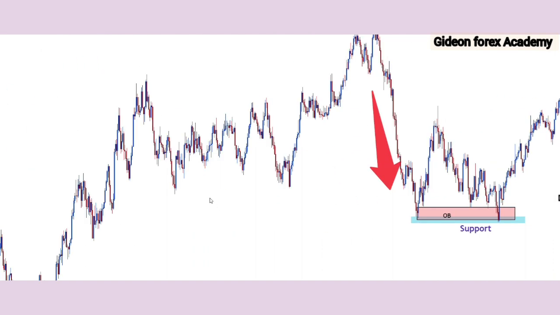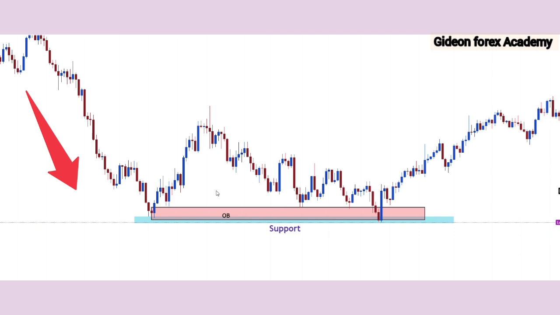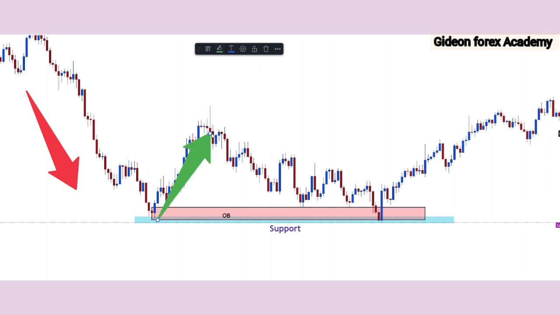This would be our order block. It is at support, because if you go back, this is a support area. This is our order block here, the last red candle before you see this impulsive move. It's an impulsive move to the upside, and this impulsive move causes a change of character.